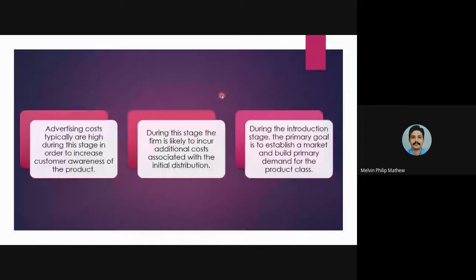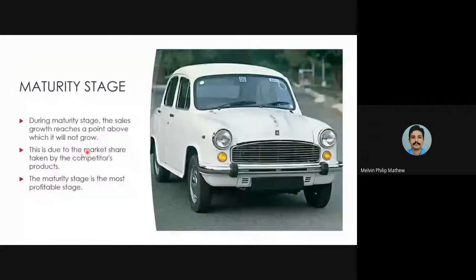During the maturity stage, people use the vehicle, but it is like in the case of a museum. Ambassador cars are nowadays used in the maturity stage, and it is well beyond the maturity stage. It is gradually declining.